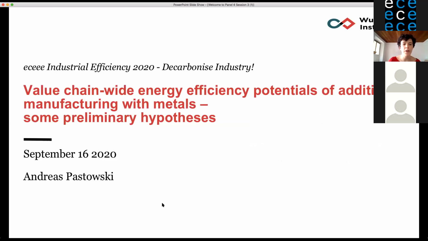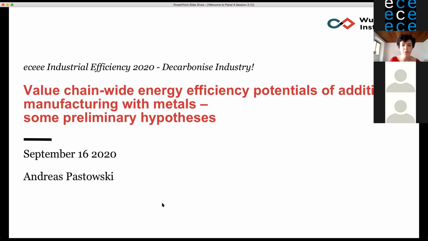Now we go to our third presentation, that is focusing on energy efficiency seen from another point of view. Or let's say, we are used to thinking about energy efficiency as something that is in the machines, so we have to optimize machines and so on.